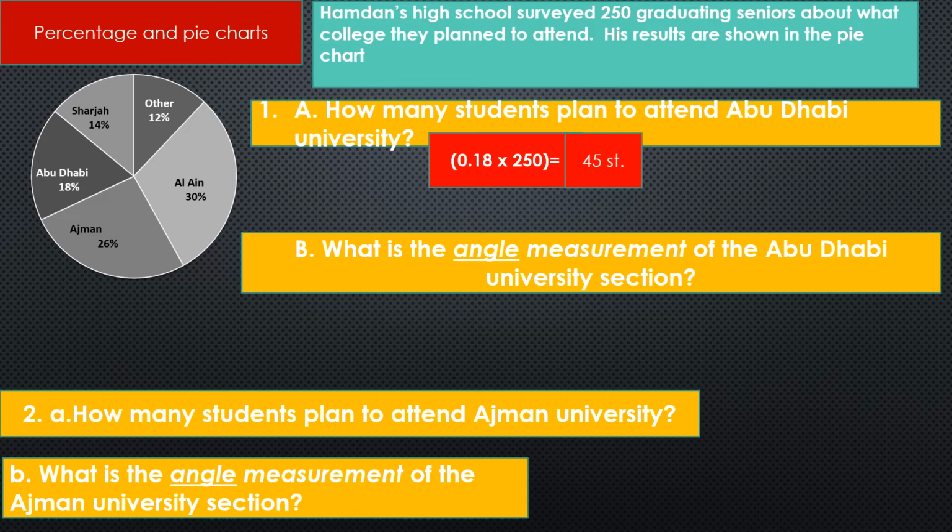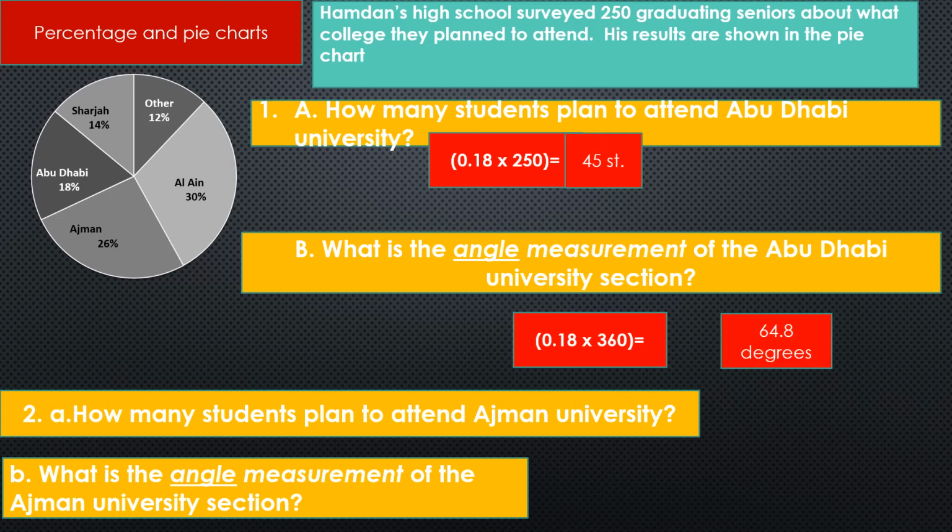Now here, what is the angle measurement of the Abu Dhabi University section? To make the measurement, you are going to say 0.18, you multiply it by 360, because that's the total number of degrees in a pie chart, and you will get 64.8 degrees.